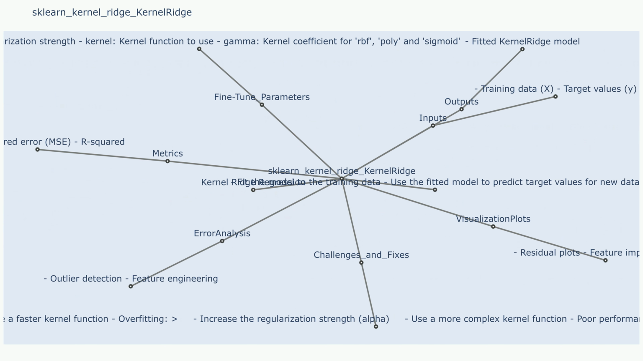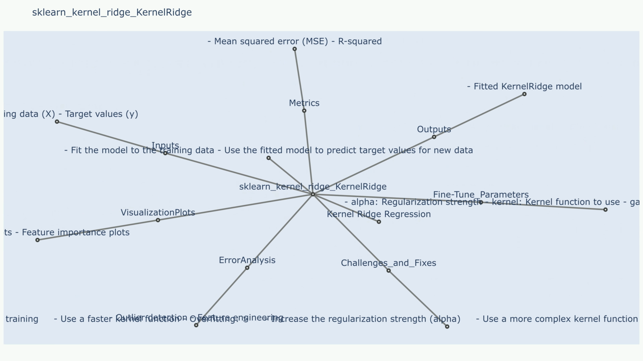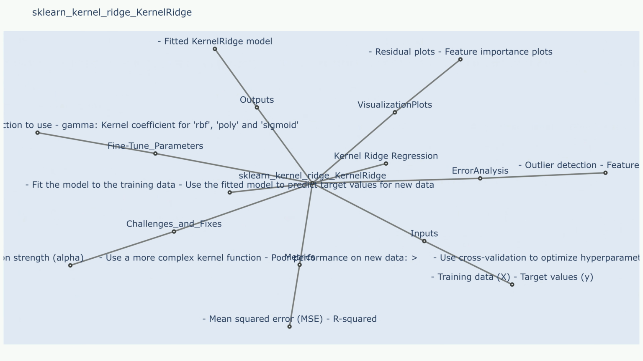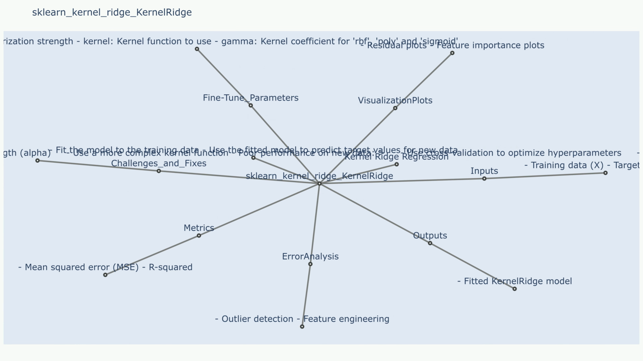Inputs: X, a 2D array of shape n samples, N features, representing the input features. Each row corresponds to a data point, and each column corresponds to a feature. Y, a 1D array of shape n samples, representing the target values.